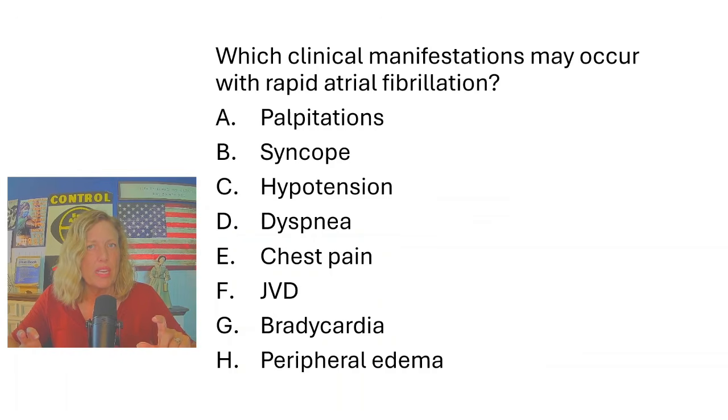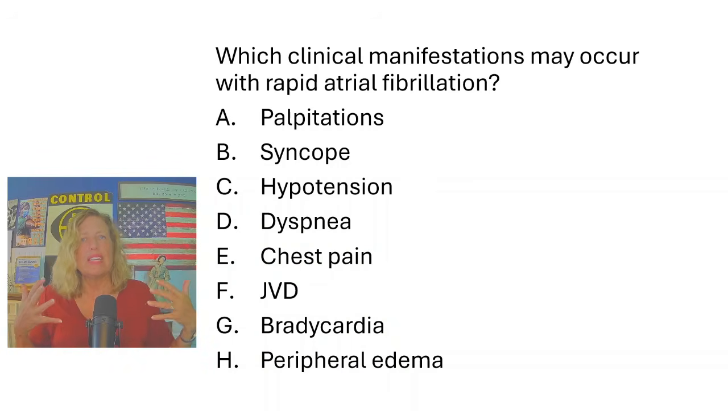You have decreased cardiac output, and so where does the blood end up? Well, it ends up backing up, so you could have JVD, right? So yes. Bradycardia, that's a no. That's absolutely not, because it's rapid ventricular response, so bradycardia is not an option. Peripheral edema, and you might say to me, well, Dr. Sharon, if you can have JVD, you could have peripheral edema. Theoretically, but that's not usually how it works.